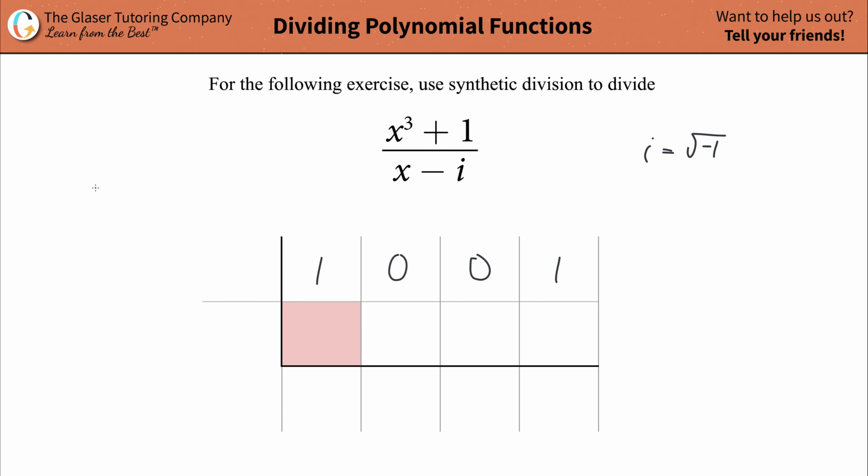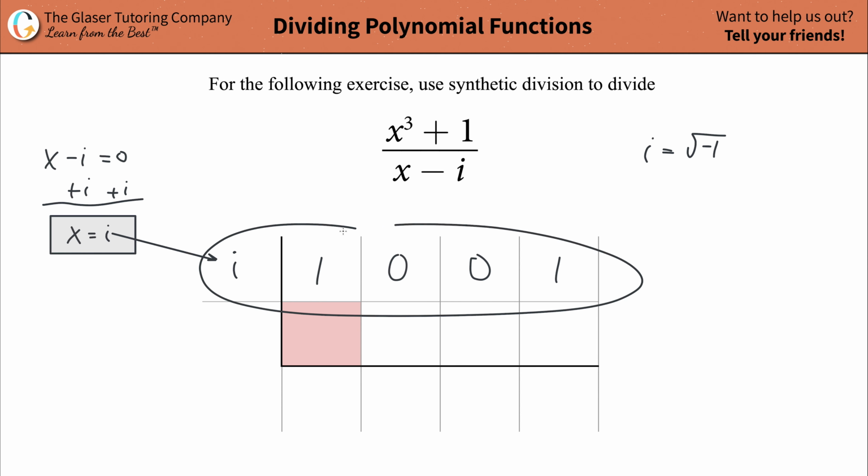Focus on now your divisor. Take that divisor, x minus i, set it equal to 0. Add i to both sides, because what we're going to do is solve this for x. The reason I'm doing that is because whatever that result is, you're going to plug it into the outside part of your synthetic division table, so i goes out there.